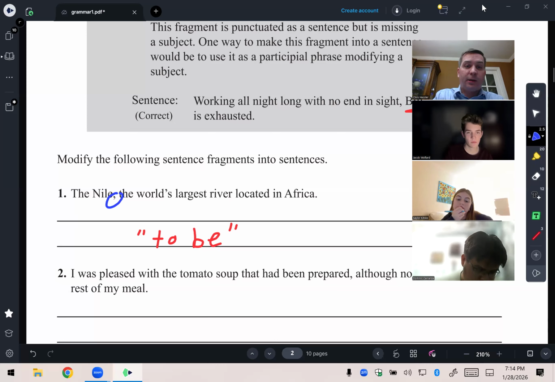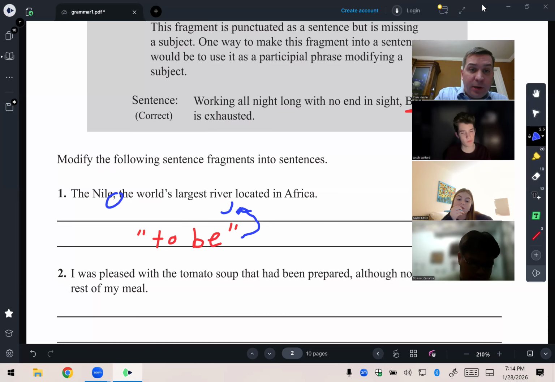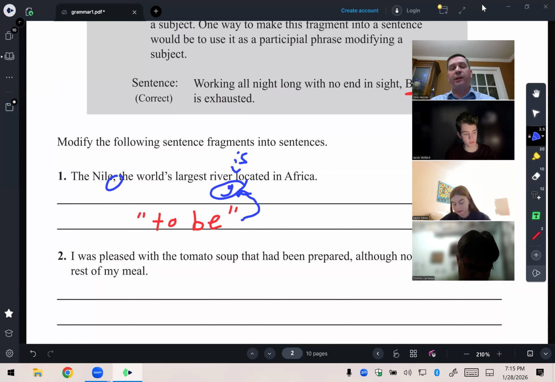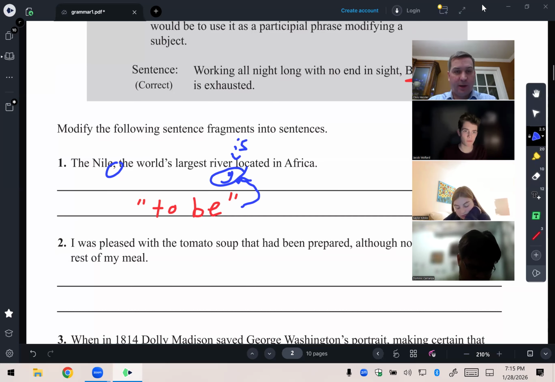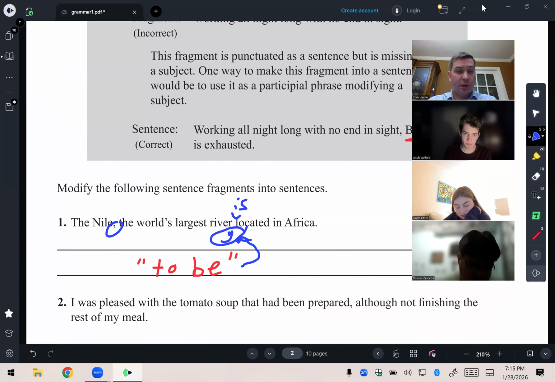Does anyone know where that goes? We have to conjugate it. We have to put it in the right form. So I before am, we are, it is. Yeah, exactly. The Nile, the world's largest river, is located in Africa. So now it's a sentence. That is a comma. Okay. Yeah, so we open it with a comma, we close it with a comma. And I'm sure there are multiple ways you could correct these, so I'm not trying to specify any particular solution. Maybe we could do it another way, but that's just one way of doing it. We lost a verb and we lost a comma somehow.